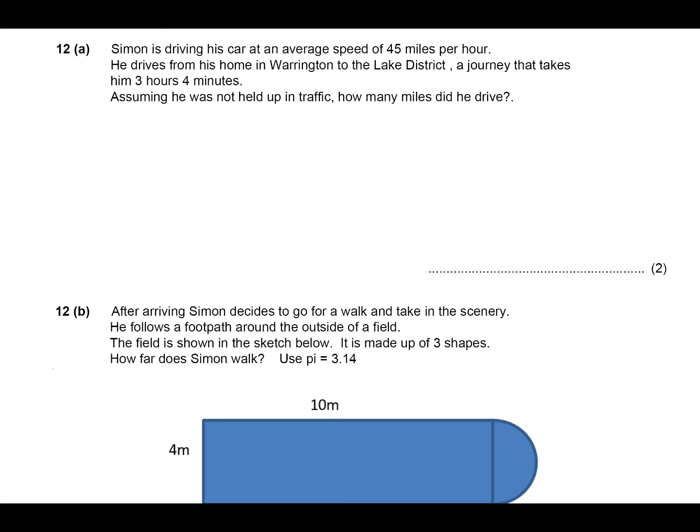Question 12a. Simon is driving his car at an average speed of 45 miles per hour. He drives from his home in Warrington to the Lake District, and the journey takes him 3 hours and 4 minutes. Assuming he was not held up in traffic, how many miles did he drive? So, you can either remember it with the triangle with distance at the top. So, to work out the distance, you multiply the speed and the time. So, the distance is equal to the speed, which is 45 miles an hour.